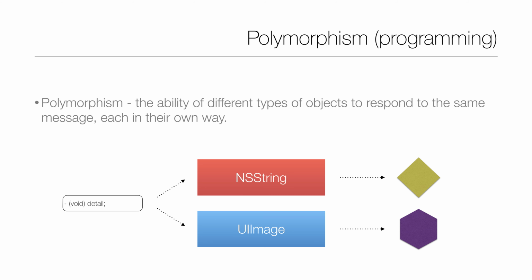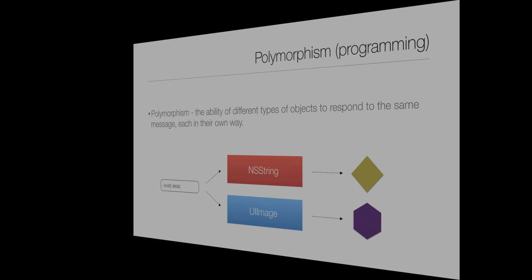Now we send the message detail to both of these objects, and each one of them, as you can see, represented by the different shapes, does something different when it receives this message. This is really what polymorphism is. So you send detail to the string, you get a yellow diamond. You send detail to the image and you get, I believe, a purple hexagon. So yeah, that's what polymorphism is in a nutshell.